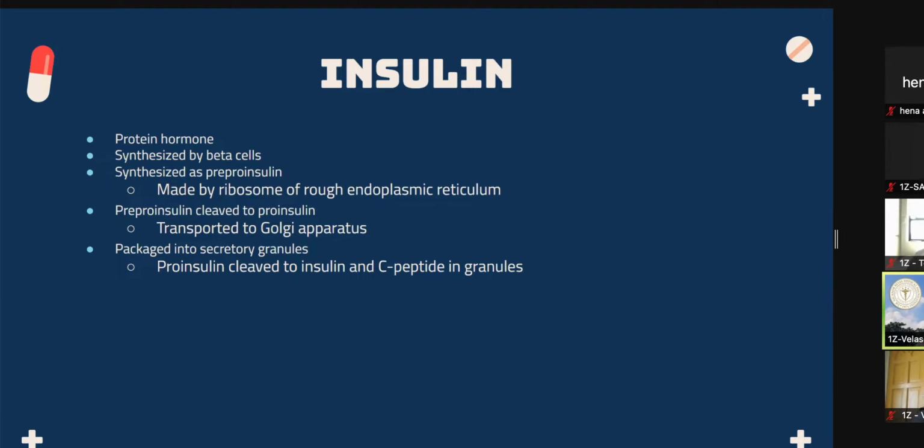They're synthesized by beta cells. First, they're synthesized initially as pre-insulin, and these molecules are made on the ribosomes of the rough endoplasmic reticulum of the cells. Then preproinsulin is cleaved to proinsulin, which is then transported to the Golgi apparatus and packaged into secretory granules. Then proinsulin cleaves to insulin and C-peptide in the granules.